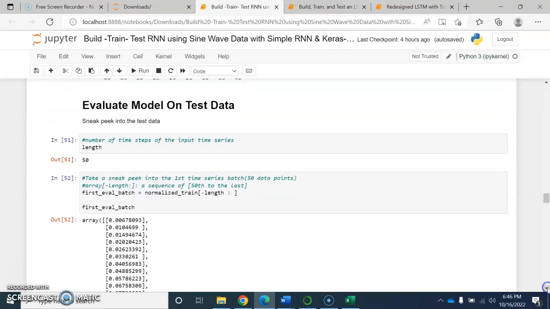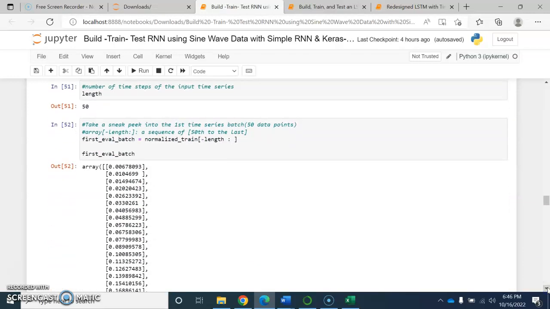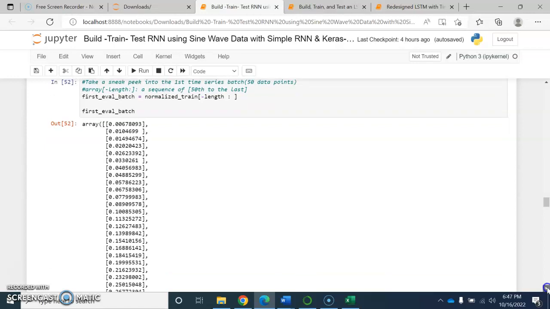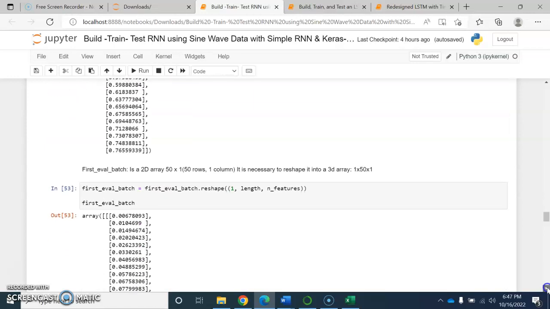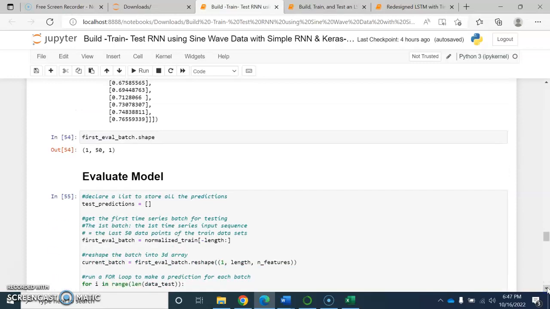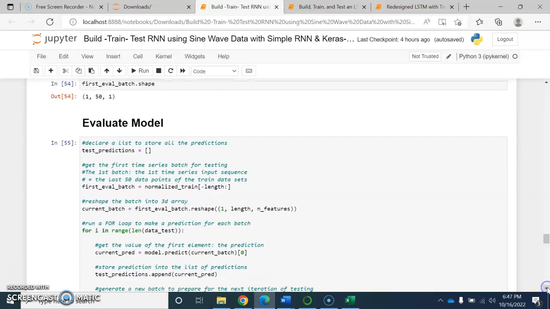Over here we take a sneak peek at the first 50 data points after it has been generated, because we are looking at it 50 times, so it would generate at least 50 data points. And then moving on, I went ahead and evaluated the model just to see if the model performs well on the test data set and if it's going to make correct predictions on them.